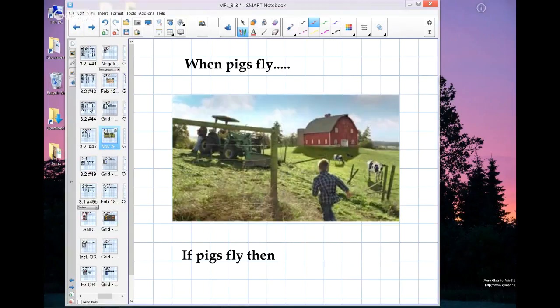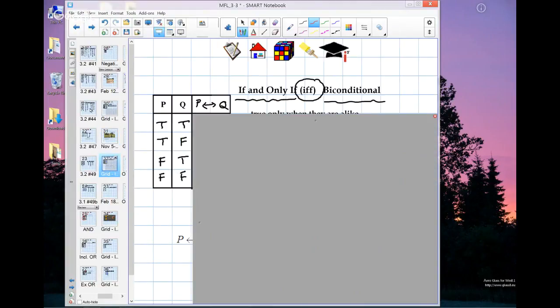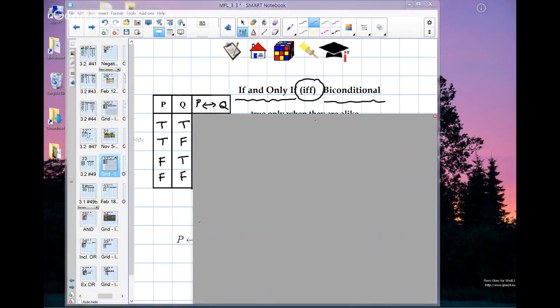Okay, so going on, here's the second new one. This one is called if and only if, or it's also called a biconditional.